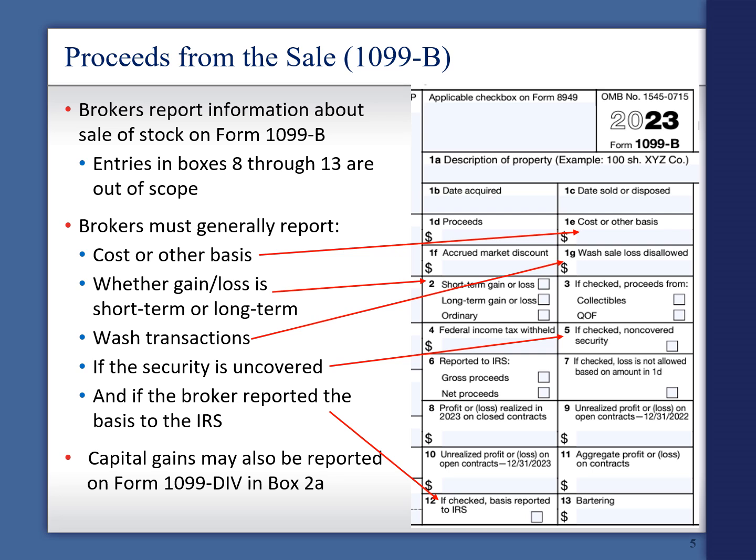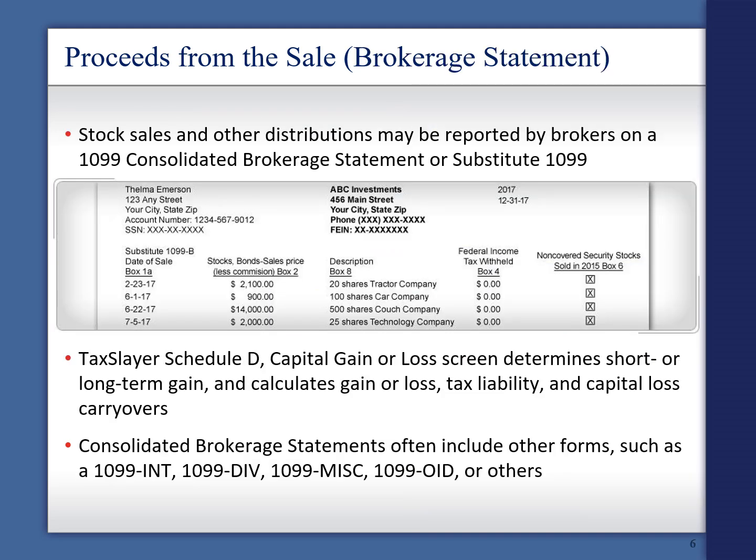It is common to see capital gains reported in Box 2A, Total Capital Gain Distribution of Form 1099-DIV, usually for mutual funds. Just enter the Box 2A amount on the TaxSlayer data entry screen, and TaxSlayer will add the amount into the capital gains forms.